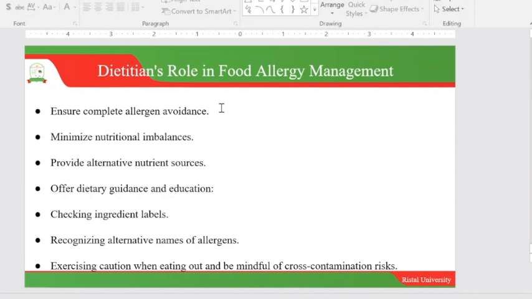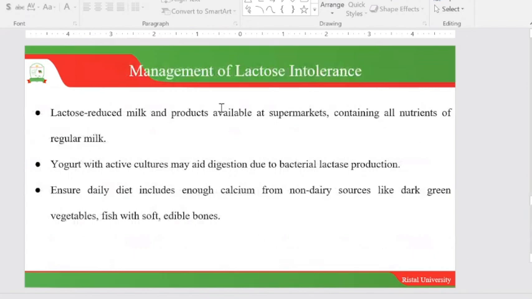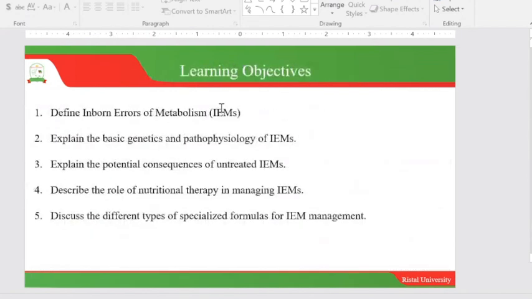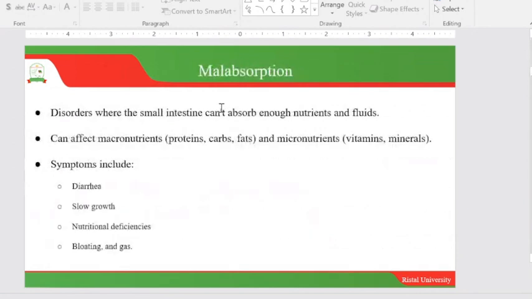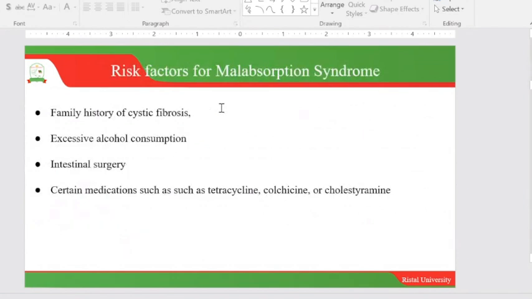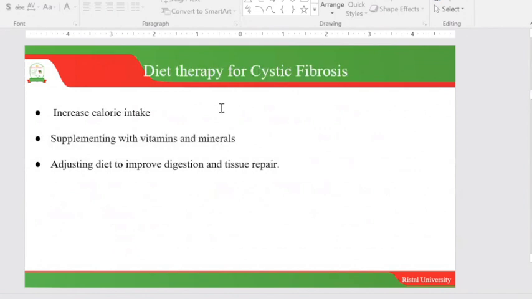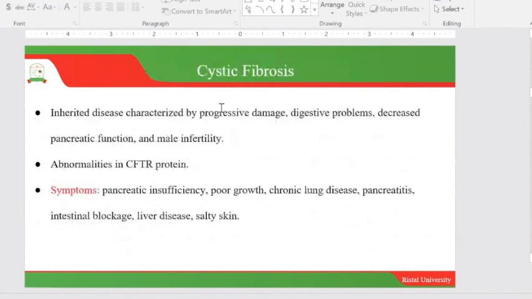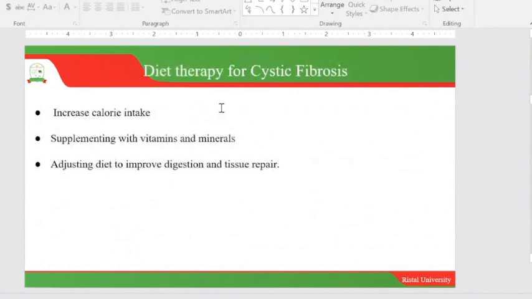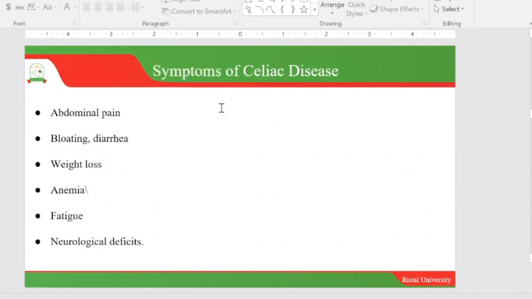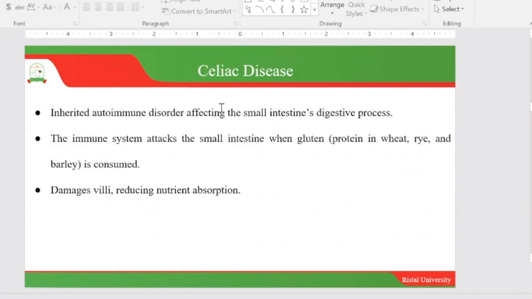So, friends, that's what I had for you for today. We have been looking at a number of things to do with inborn errors of metabolism, looking at genetic predisposition, malabsorption syndrome, and cystic fibrosis, where we are talking of accumulation of mucus, etc. And also celiac disease, where we are looking at damage to the lining of the small intestine due to the ingestion of gluten.